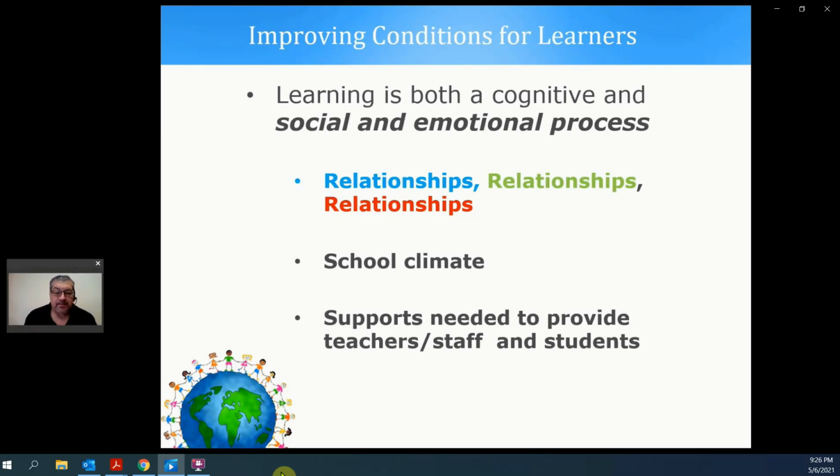School climate, that's important. How does your school react to diversity? Is it fair? Is it equitable? Students often feel like they are not being treated fairly. So how is the school climate? Supports needed to provide teachers, staff, and students. I think we need to provide supports to staff and teachers.